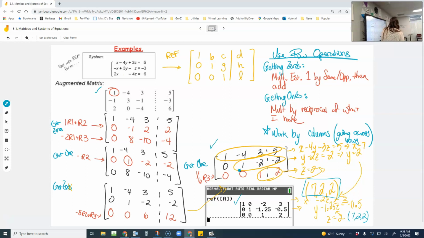I rarely ever use it because some of you have already realized there is a much cooler button in the calculator, but let's at least be able to say from this page that REF forms are not unique. We can say REF forms are not unique.